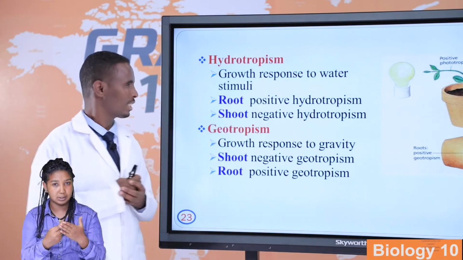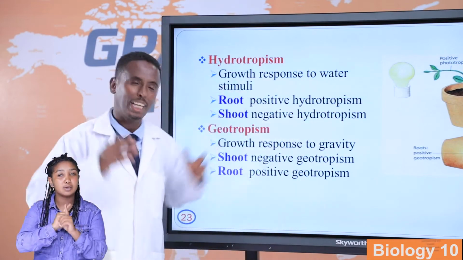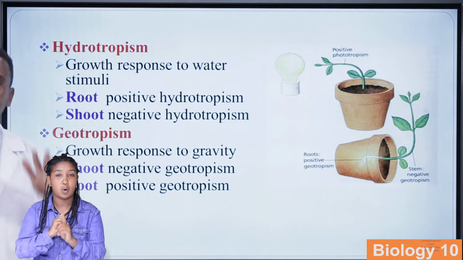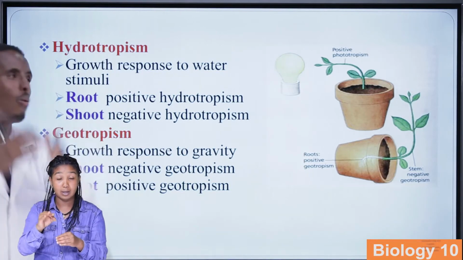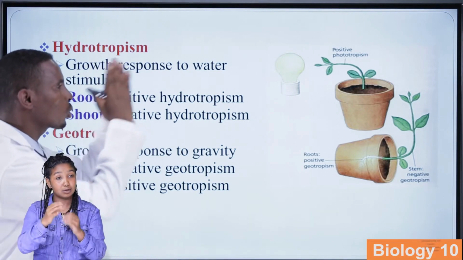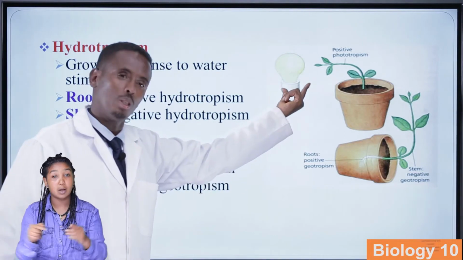Let's see this very interesting picture. As you see here, plants respond to unilateral stimuli, as we have said. This one is phototropism. If the plant obtains light from only one direction, the shoot grows toward the light. Look at this. The shoot grows toward the light. That is positive tropism.